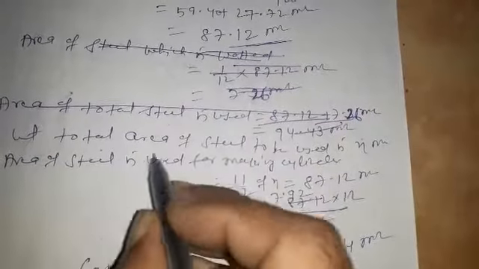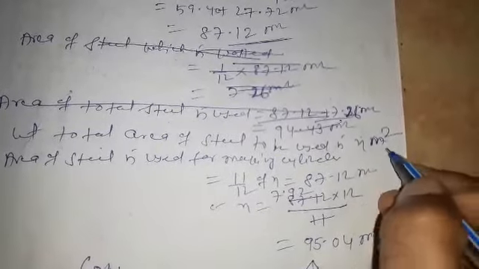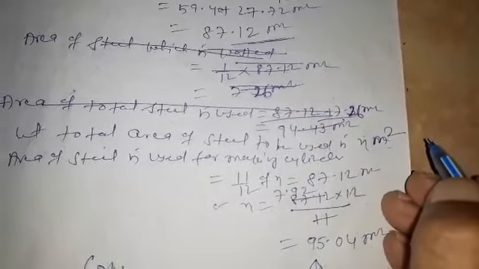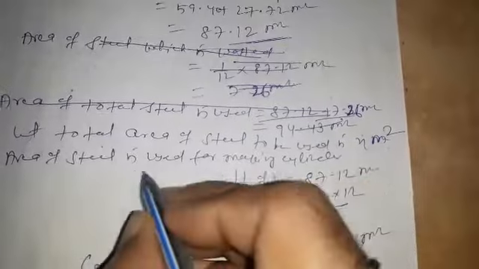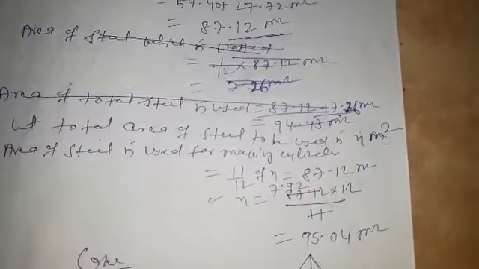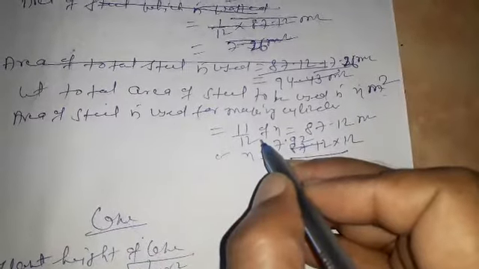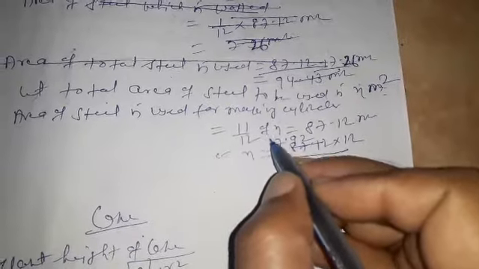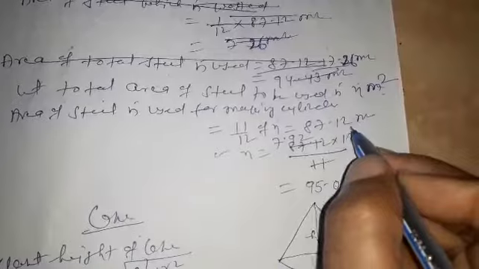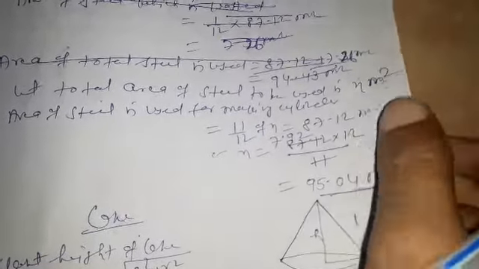Now let the total area of steel to be used be x meter square. So the area of steel used for making the cylinder is 11 by 12, because 1 by 12 of the area is wasted. So 11 by 12 is actually used for making the cylinder. So 11 by 12 of x is equal to 87.12, and then x is equal to 95.04 meter square.